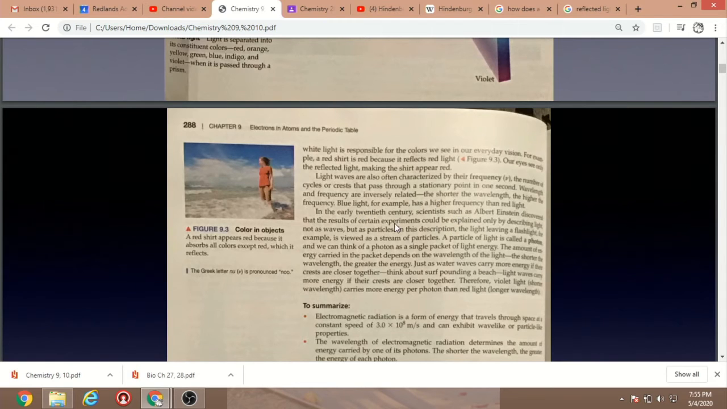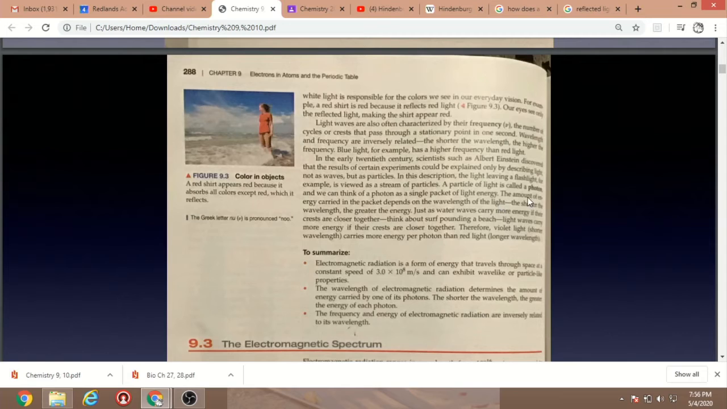You need to know these terms and how they're related. In the early 20th century, the scientists figured out that energy in a light acts almost like a particle, like a stream of particles. And we call those photons. And you can basically think of those photons as like a single packet of light energy. And the amount of energy that's carried in that little packet depends on the wavelength of the light. So check this out. Again, these are the terms you need to know and how they're related to each other.